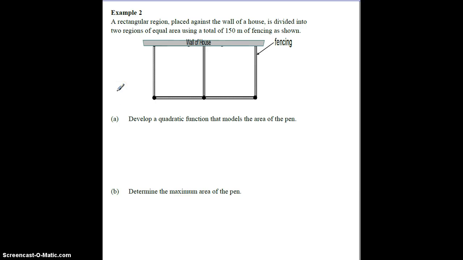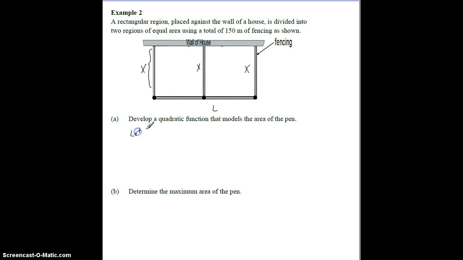Alright, last example here. A rectangular region placed against the wall of a house, and in this example now we've divided it into two equal parts, and we only have a total of 150 meters of fencing. So your width here, here, and there are all the same. So now we need to find out what length is.